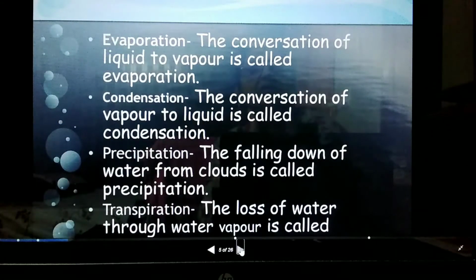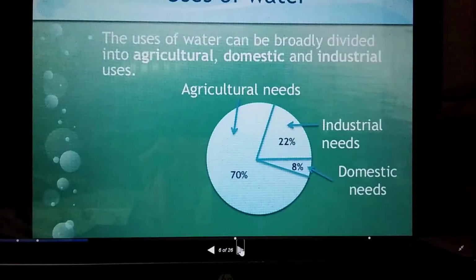What is evaporation? The conversion of liquid to vapor is called evaporation, and the conversion of vapor to liquid is called condensation, and the falling down of water from the clouds is called precipitation. Then coming to transpiration, the water which is taken up by the plants is released into the atmosphere in the form of water vapor. The loss of water in the form of water vapor through stomata by the plants is known as the process of transpiration.